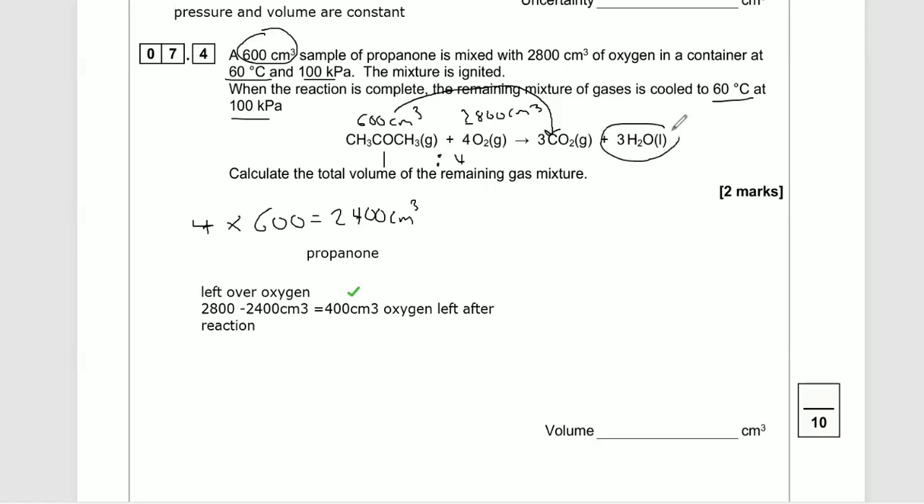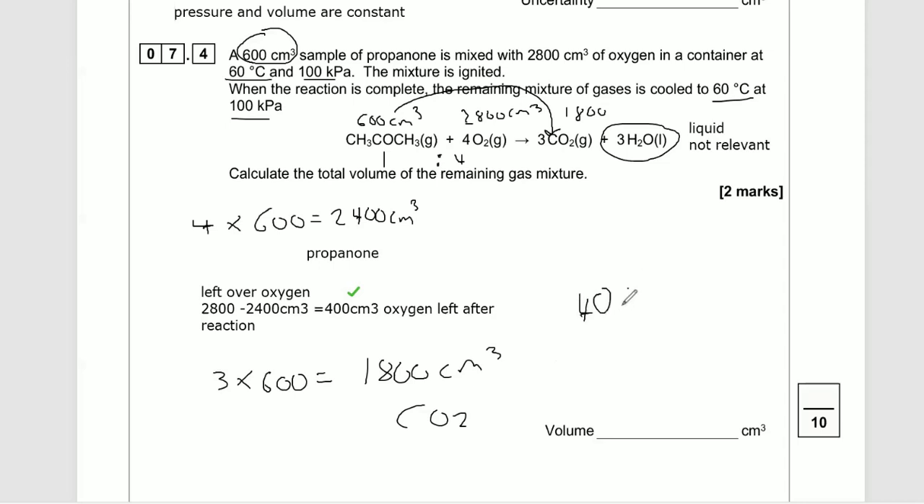And that's a gas. So that's going to be part of our remaining mixture of gases that they're asking us to find the volume for. We don't need to take account of the water because that's a liquid, so it's not relevant. It's not going to be part of the volume of the gases, but we do need to work out how much CO2 is produced. Now, because we've got 600 propanone and the ratio of propanone to CO2 is 1 to 3, we're going to times the propanone by 3 to get 1,800 centimeter cubed of carbon dioxide. Remember, the propanone is the limiting factor here, so that's the max CO2 we can make. We need to whack the leftover oxygen and carbon dioxide together, 400 plus 1,800, and that means we've got 2,200 centimeter cubed in our mixture of gases left over.